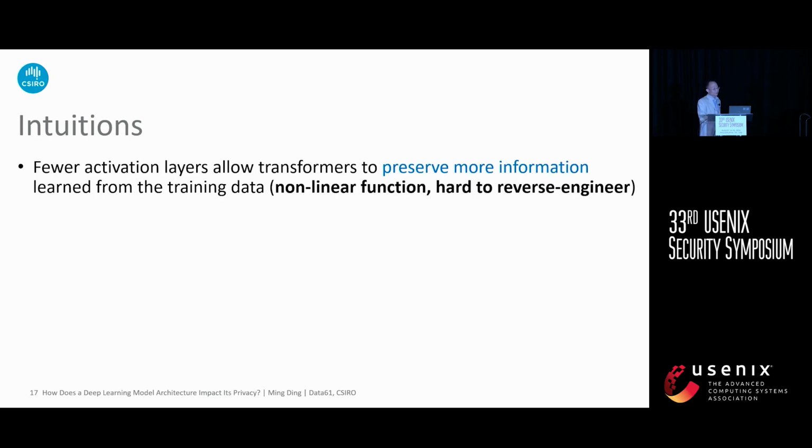So let me talk about some intuitions. So first, transformers tend to have fewer activation layers than convolutional layers, and we need to be aware that activation is actually a non-linear operation, which is hard to reverse engineer. So that means transformers tend to preserve more information learned from the training data.